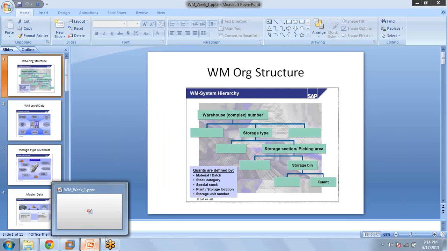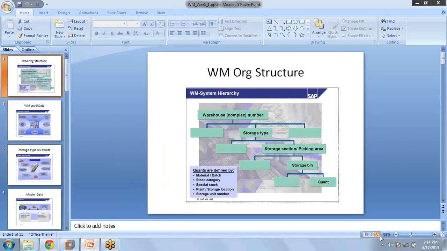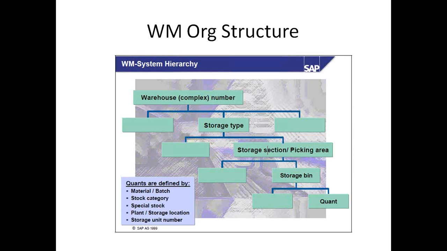Today we'll see how this movement works with the WM organization structure. As I said, the quant is created based on different criteria such as material or batch numbers, stock categories, special stocks, plant and storage locations, and storage unit number. Storage unit number is one of the entities when we activate storage unit management in a warehouse number.